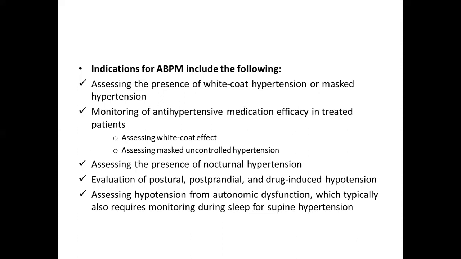Similarly, some patients have blood pressure fluctuation in the night time. There will be nighttime or nocturnal hypertension. We can identify those kinds of patients, as well as we can identify the patient with postural drop or those with postprandial hypertension or hypotension, as well as we can assess the hypotension in case of autonomic dysfunctions like in diabetes mellitus and Parkinson's disease. So this ABPM is a newer topic and you guys should know this.